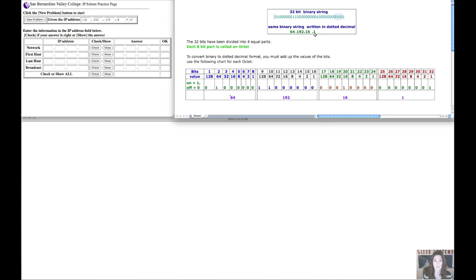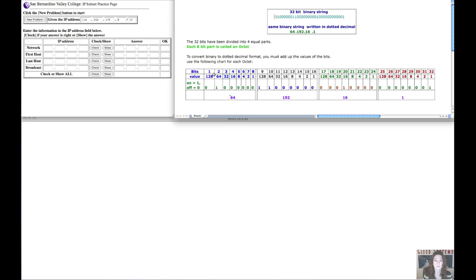Now, to convert from binary to decimal dotted form, take a look at the chart that I've created. The way you do this is you take the 32 bits and you divide them equally, 8, 8, 8, and 8. So you have 4 octets. If you will also notice, the value of the bits in each octet is the same.